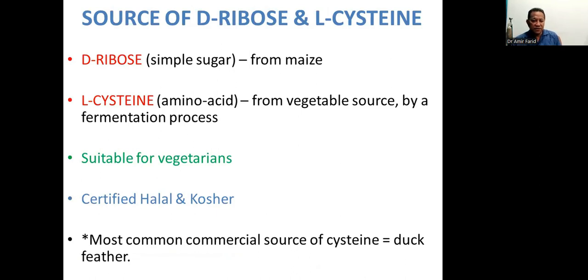Okay, what are the sources? D-ribose comes from maize, and the L-cysteine from a vegetable source by fermentation process. Okay, so both are from plants, so certified halal and kosher.